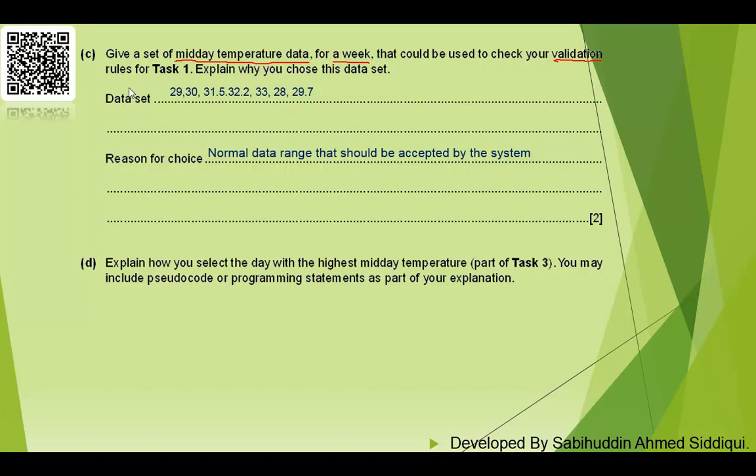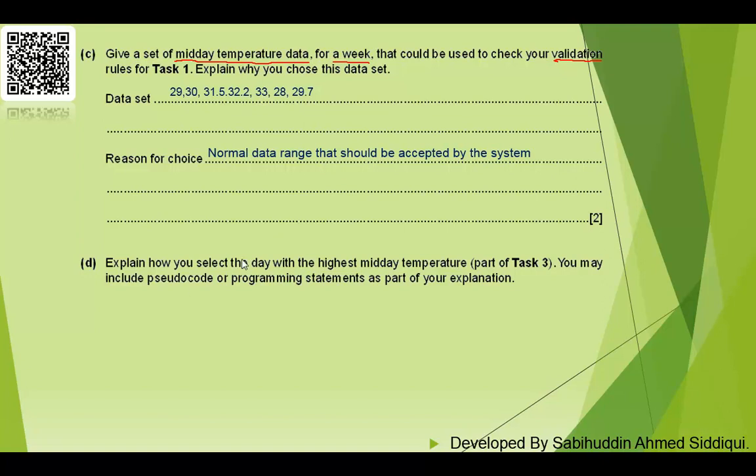Okay, now to validate this data, we are required to fix it by saying that we have normal data. The reason for this choice is: why are you fixing this? To have normal data because of validation, a normal data range that should be accepted by the system. Otherwise, let's suppose you put in negative values, so it is not known as normal data. So this was the output of the question.